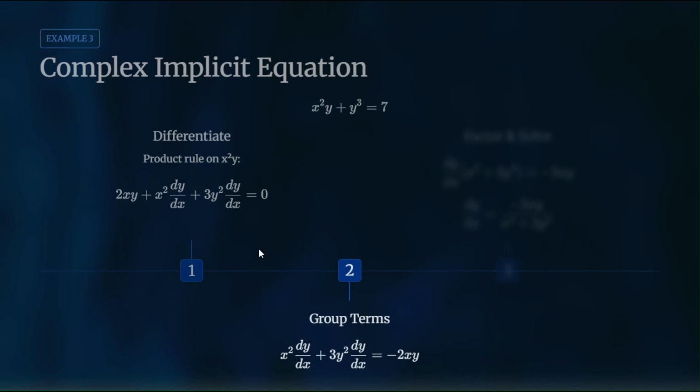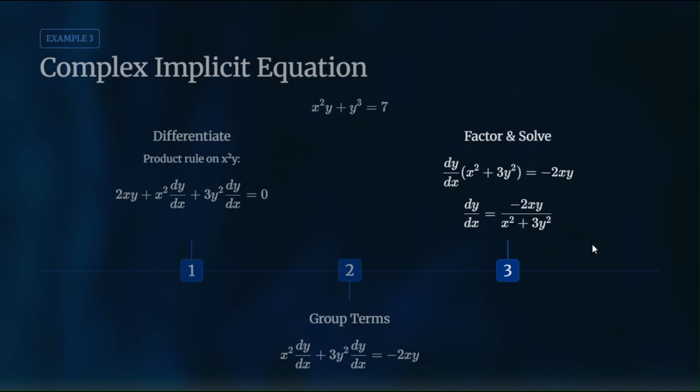Then we can combine like terms. So we have x squared dy/dx plus 3y squared dy/dx, and if we subtract 2xy from both sides, that will be equal to negative 2xy. Then we can factor out dy/dx, so that will be equal to dy/dx times (x squared plus 3y squared) in parentheses, and that is equal to negative 2xy. Finally, to solve for dy/dx, you'll divide x squared plus 3y squared on both sides of the equation. So dy/dx will be equal to negative 2xy over x squared plus 3y squared.